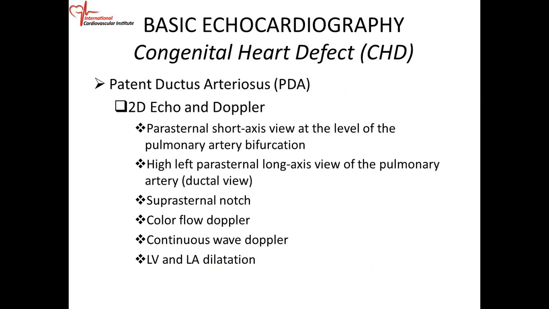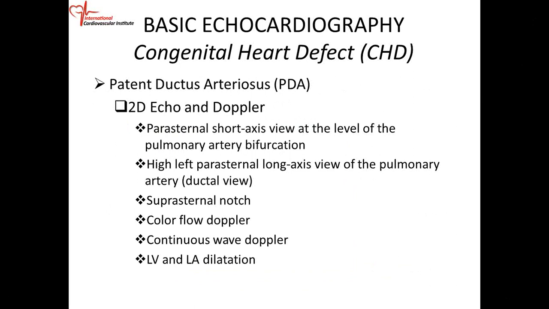So on your 2D echo, how do you make this diagnosis? It's important for you to make the diagnosis in the echo lab. In the parasternal short axis view at the level of the pulmonary bifurcation, you normally will see the right ventricular outflow tract, the pulmonic valves, the pulmonary trunk, and then the pulmonary trunk divides into a left main pulmonary artery and a right. But if you see a third leg, that's a PDA.